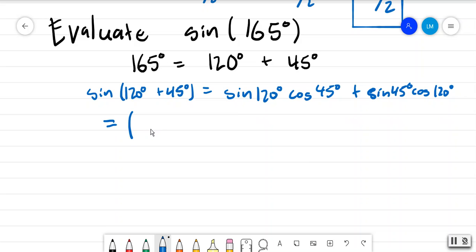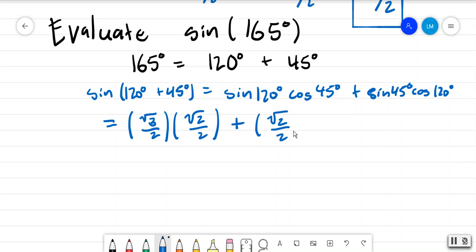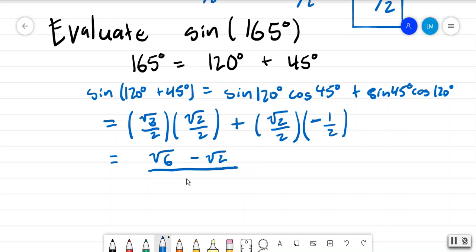120 is in the second quadrant. The reference angle is 60 degrees. So that's going to be root 3 over 2, and it's positive. Cosine of 45 degrees is going to be root 2 over 2, and it's also positive. Sine of 45 is also the same thing, root 2 over 2. But cosine of 120 is actually going to be negative, because it's in the second quadrant, and it has a reference angle of 60, so that's going to be negative 1 half. So this gives us root 6 minus root 2, all divided by 4.